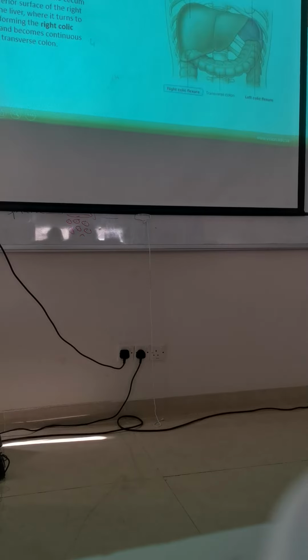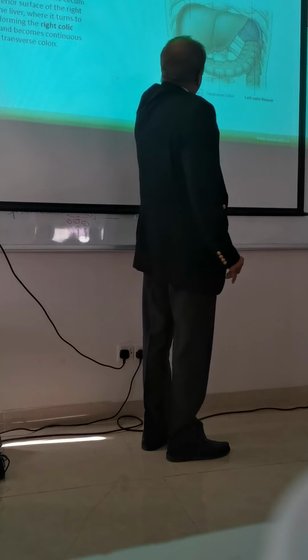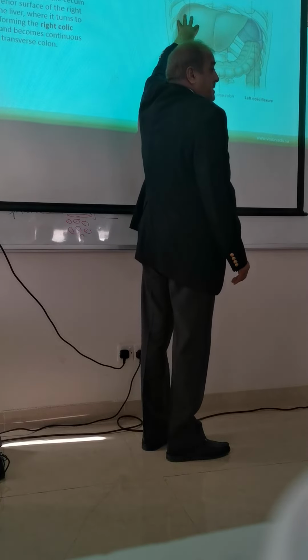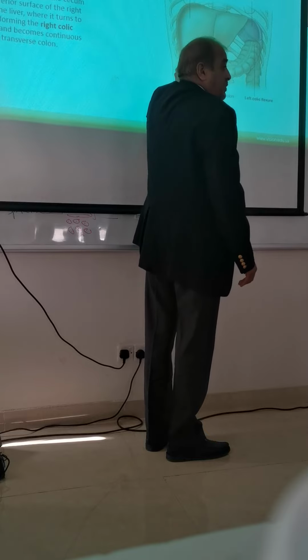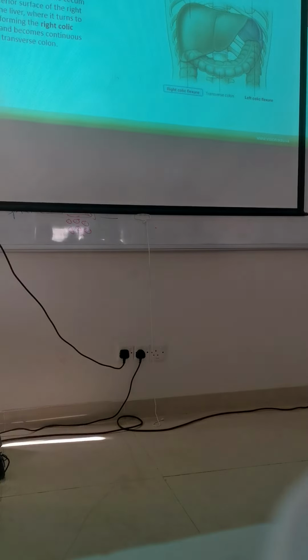The ascending colon is over here. This is the ascending colon, about 13 centimeters long, and it lies in the right lower quadrant, on the right side. It extends upward from the cecum to the inferior surface of the right lobe of the liver, and it gets turned. So we call it the right colic flexure or hepatic flexure.